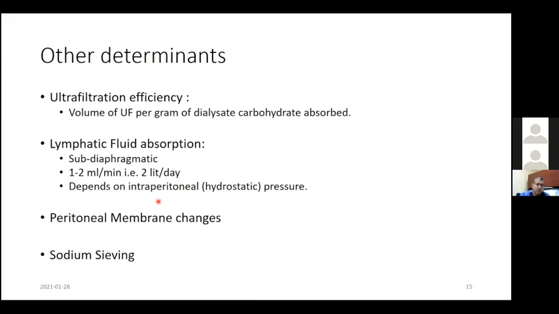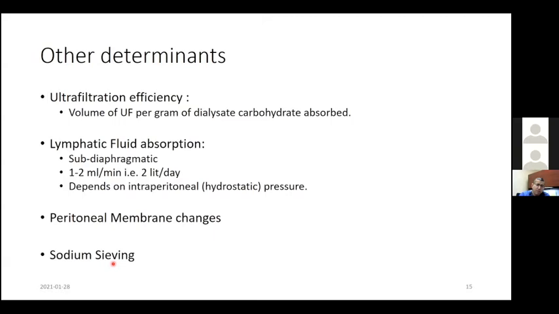And the lymphatic fluid absorption depends on the intraperitoneal hydrostatic pressure, and it doesn't depend on the osmotic pressure. Now, one of the determinants is also peritoneal membrane changes. What happens when you have peritoneal membrane changes is that the blood flow will change, the distance between the peritoneum and the capillaries will change, and there can be fibrosis. So that's why the ultrafiltration may be different.